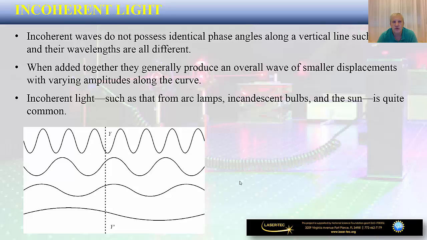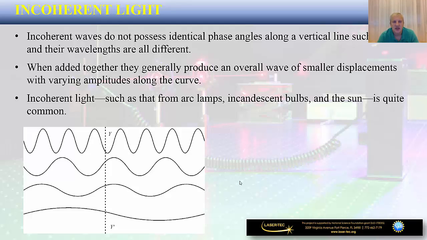So in the case of incoherent waves, these waves do not possess identical phase angles along the vertical line. We can see that in this example, we have 4 waves that have different wavelengths or frequencies, and if these waves are added together, they will produce an overall wave of smaller displacements. So we may have different types of interference here that can be either constructive or destructive based on how these waves are lined up.